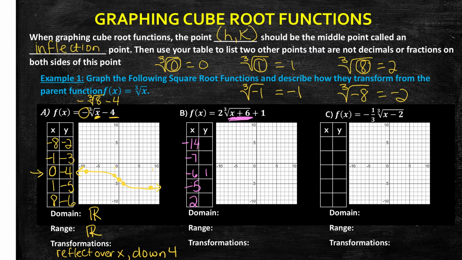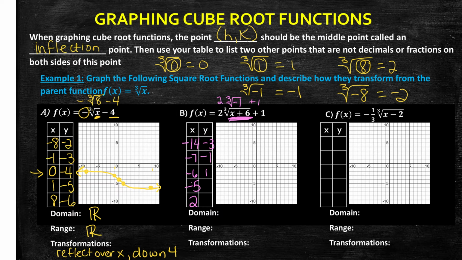All right, so let's go ahead and plug those values in. When you plug in a negative 14, you're going to have the cube root of negative 14 plus 6. Negative 14 plus 6 is negative 8. The cube root of negative 8 is negative 2. Then you're going to multiply it by 2, so negative 2 times 2 is negative 4. And then negative 4 plus 1 is negative 3. Okay, now let's take the negative 7. Negative 7 plus 6 is negative 1. So you have the cube root of negative 1, which is negative 1, multiply by 2, which is negative 2, and negative 2 plus 1 is negative 1.